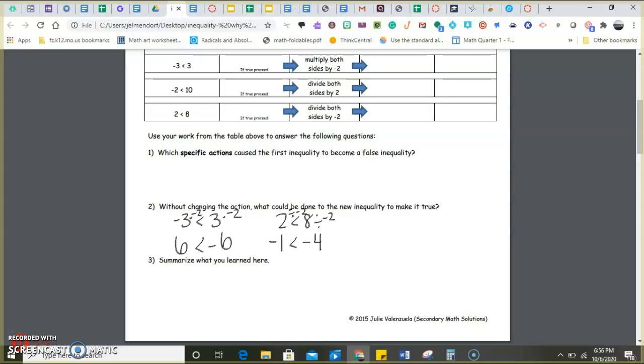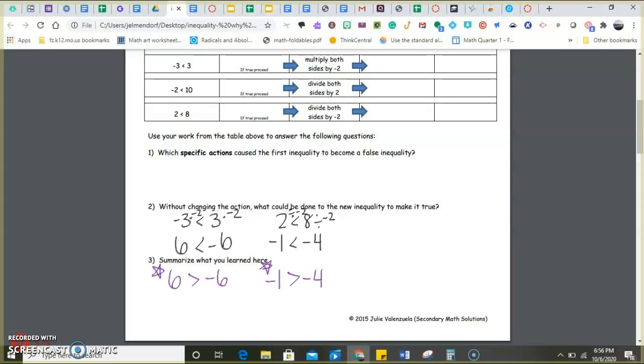So thinking about this without changing anything that we did, the operation that we used, or the number that we used, what could we do to each of these inequalities to make them be a true statement? And that, my dear friends, is when we are going to flip our sign. So we have 6. If I flip the sign, instead of saying less than and put it as a greater than, I have 6 is greater than -6. And if I do the same thing over here, -1 is greater than -4. They now become a true statement.